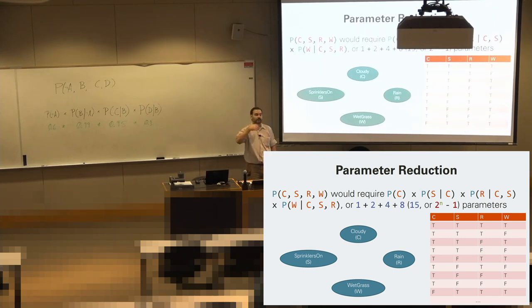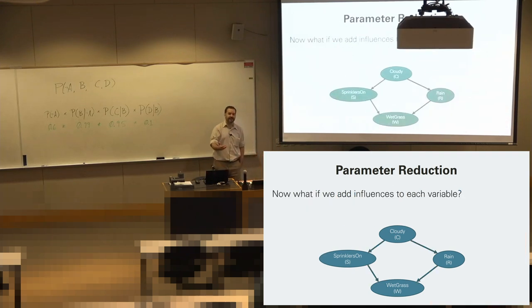And that doesn't sound like a lot when I show you something like 15. But thinking about that as we grow, as we have additional variables, 25 variables, that becomes a major problem. But what happens if we did give it that DAG structure? We are representing the influence that cloudy would have on sprinkler systems or on rain. More likely to rain if you are cloudy. More likely your sprinklers are off if it is cloudy because of the chance of rain.